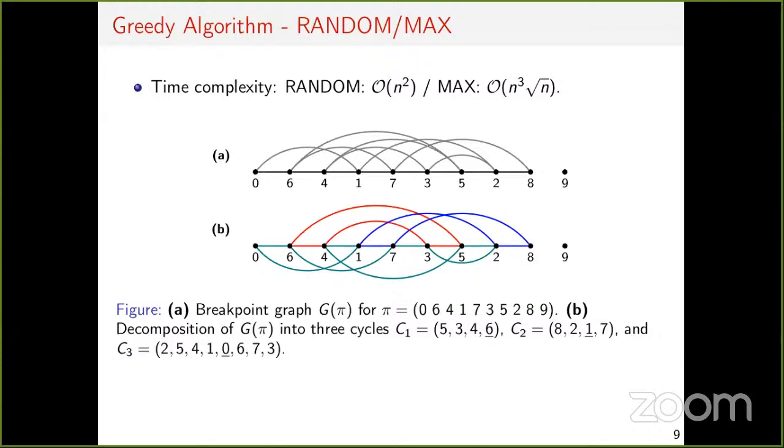As this is a non-deterministic algorithm, running this procedure several times can yield different results. So we proposed another variation called max, that consists of running the random variation square root of n times. So the time complexity of the max variation is O of n cubed times square root of n.